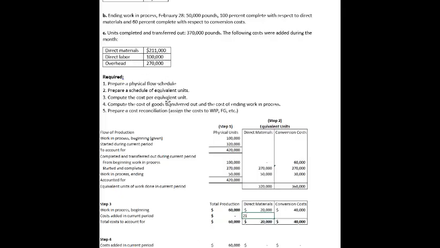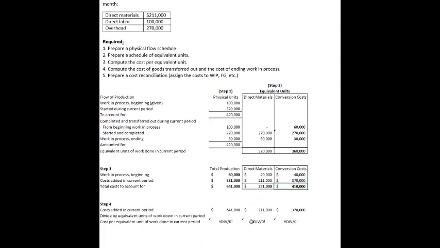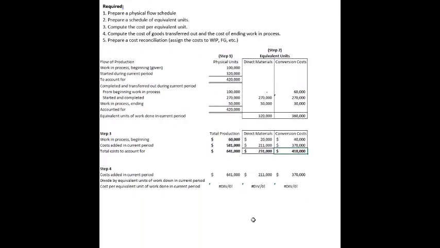We added 211,000 in the month of February for materials, and then for the conversion cost it's 370. So the total cost that we will eventually account for is 231 and 410, a total of 641. And remember, the FIFO method, we need to segregate the costs that were done previously with the costs that are done in the current period. And you'll notice so that's step 3.